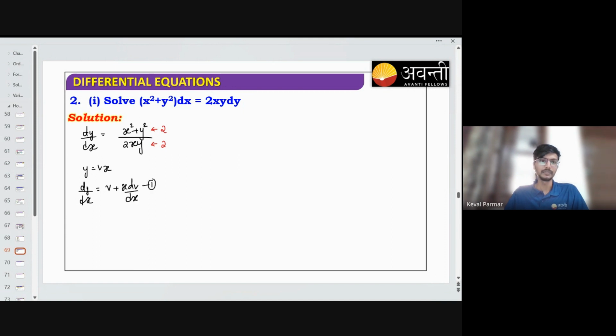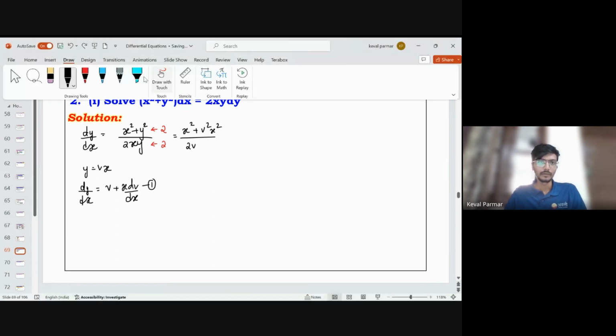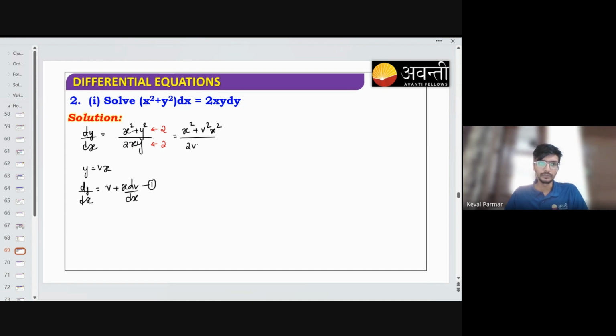This is equation number 1. Now what will my equation become? If I substitute here, so I'll get x square plus v square x square upon 2x square v. Right, in place of y, vx, so 2vx square. I can take x square common from numerator and I can cancel it out with denominator. So I'll get 1 plus v square upon 2v. Now let's mark this equation 2. Substitute 1 in 2.